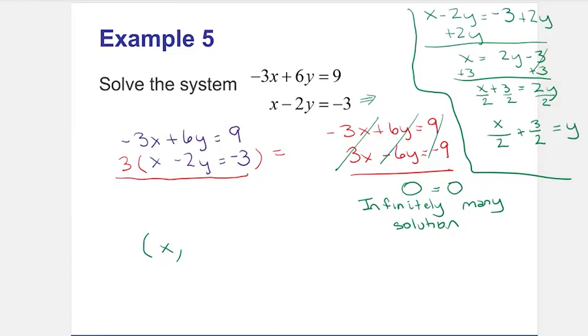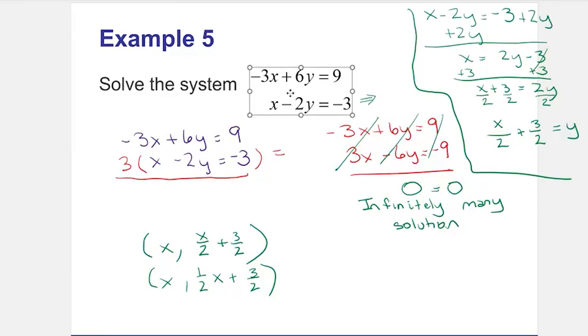So now I can literally put that here. I have x over 2 plus 3 halves is my solution for y. Another way I can write this is (x, 1/2 x plus 3 halves). Whichever way you want. I don't think it makes a difference. So I wanted to show you how to do this, but then one more thing I wanted to show you. Here, I can look at this.